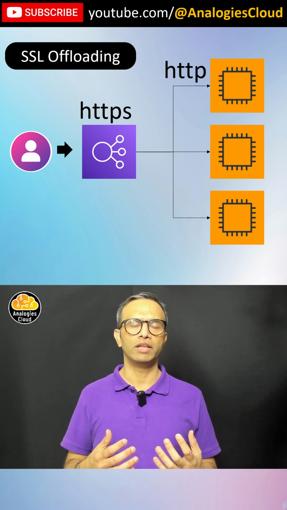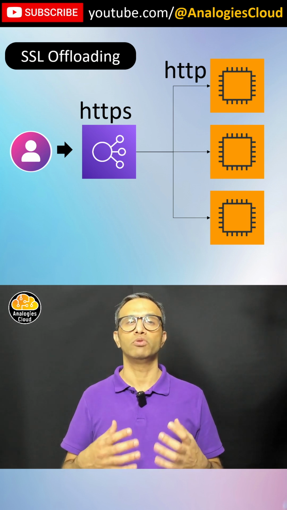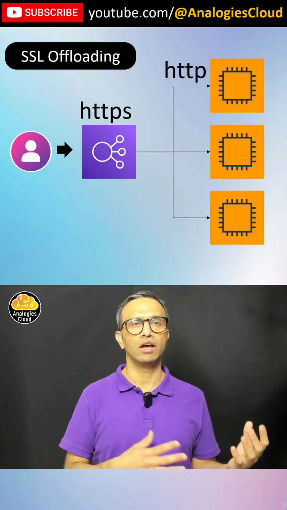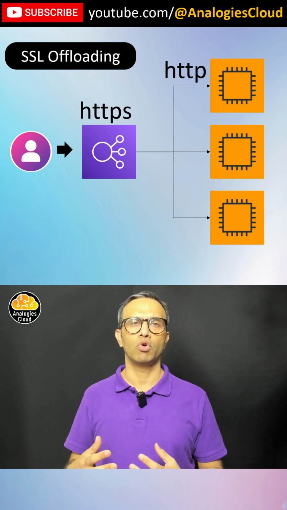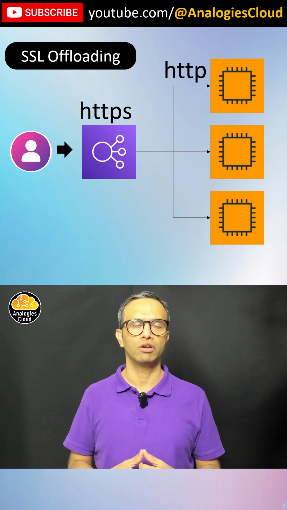The benefit of this method is that now my EC2 instances do not need to perform the CPU intensive task of decrypting the SSL data. That is being done by my load balancer itself. So I can have my instances focus on the core application rather than performing encryption and decryption for my data.